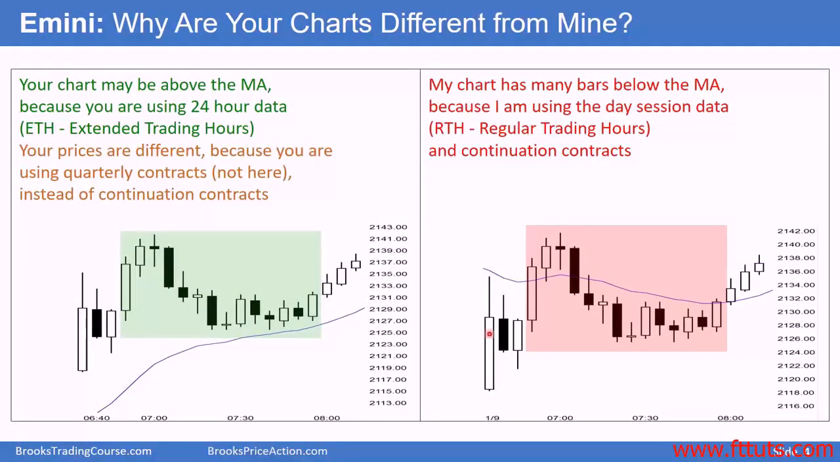Now look at this. Here's my chart. And this might be your chart. And you say, wait a minute, Al, all my bars are above the moving average, and a lot of your bars are below the moving average. What's going on? One of the things could be that you're using a 24-hour chart, a Globex chart, but I only use the day session chart. So my moving average is calculated on bars that do not include the Globex session. Especially in the first hour or so, the moving average is very different on a Globex 24-hour chart than it is on a regular trading hour chart.